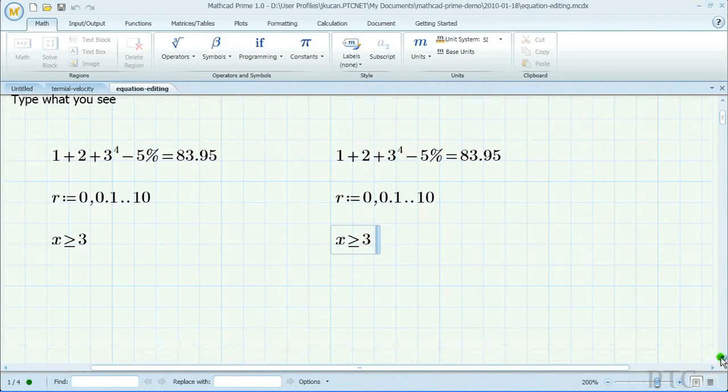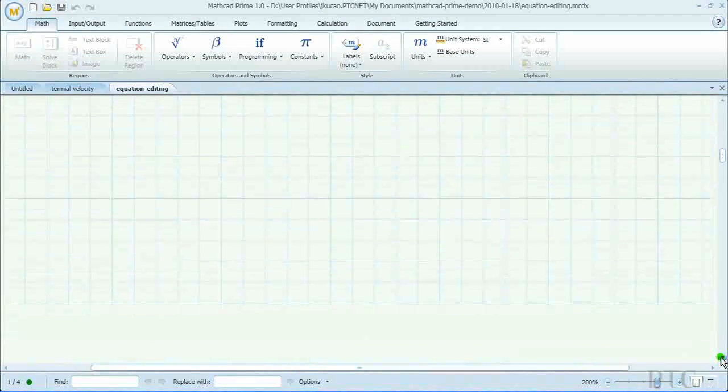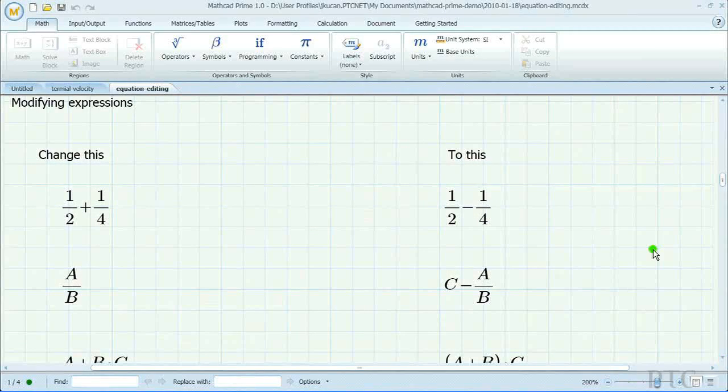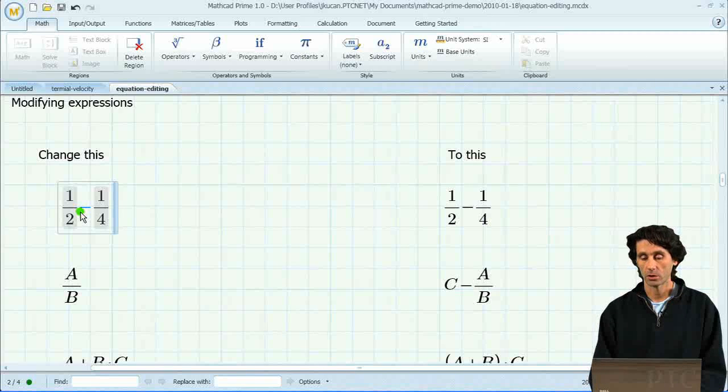The next thing I can show you is how to change equations. So I'll scroll down to see some more examples. And let's take a look at these. These are simple equations. So in this particular case, the user wants to change plus to a minus. This is accomplished by simply selecting minus, which already shows you what the arguments are, and then typing minus over that, changing the equation 1/2 plus 1/4 into 1/2 minus 1/4.